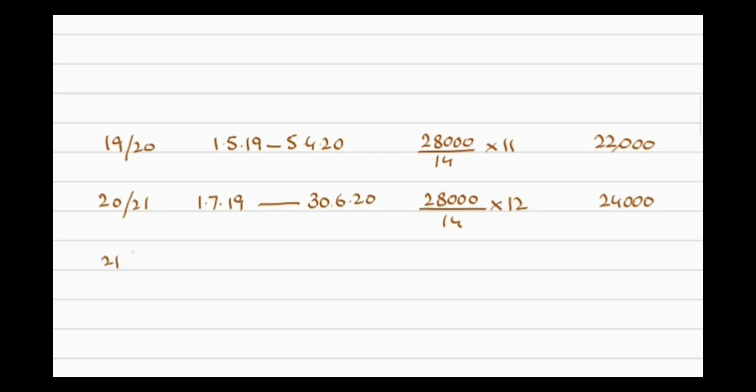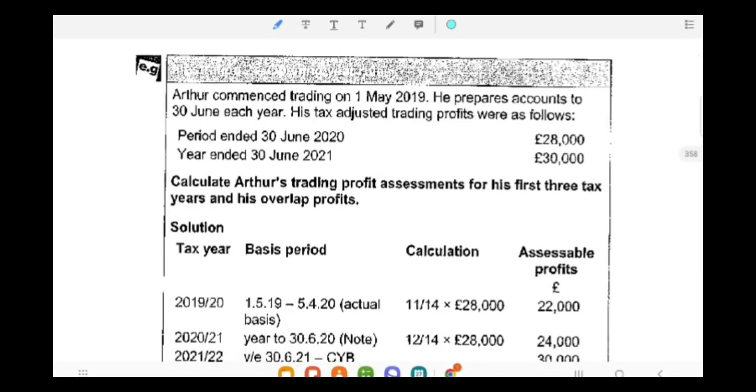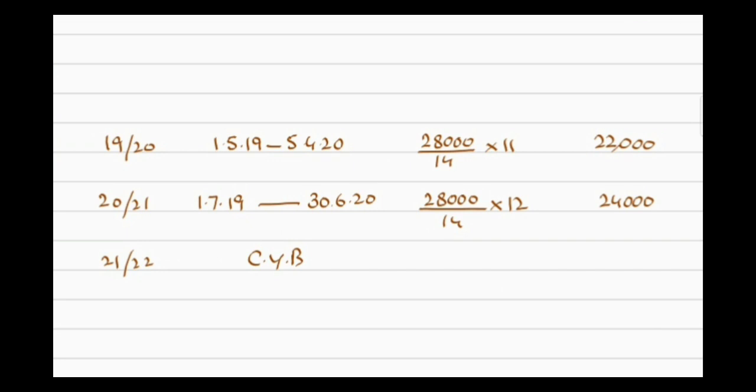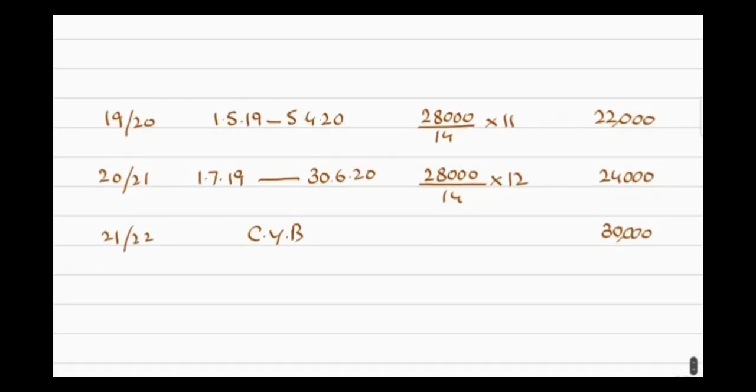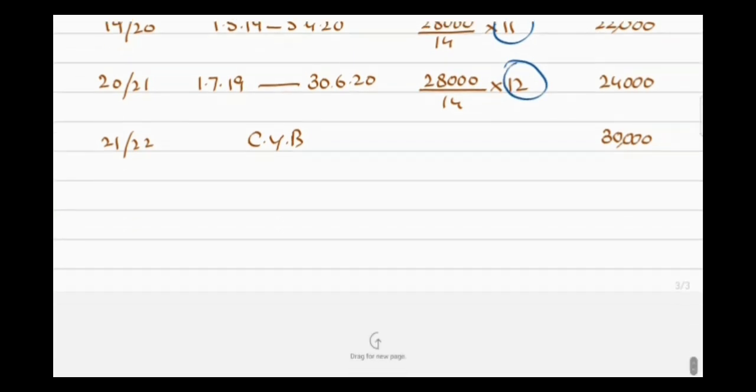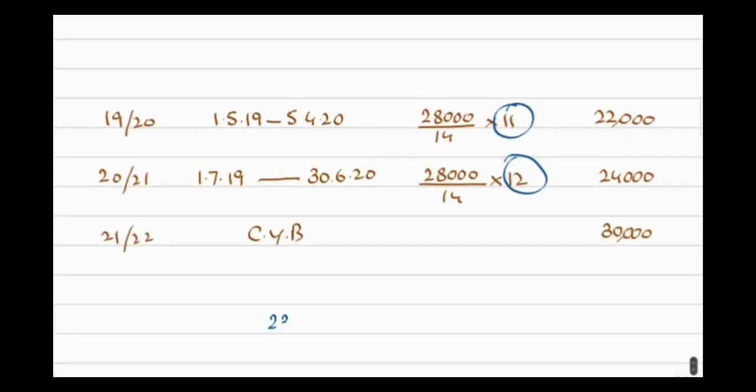And in the third tax year we have to follow the normal current year basis, and in the third year the profit is 30,000. So it will be recorded as 30,000, right? So here we need to consider the overlap profit: we have assessed 11 months profit in the first tax year, 12 months profit in the second tax year. So a total of 23 months profit is assessed in the first 2 tax years, and this period of account is of only 14 months.